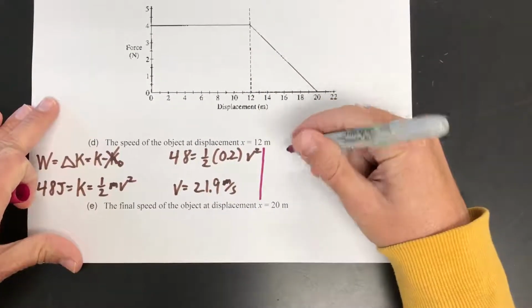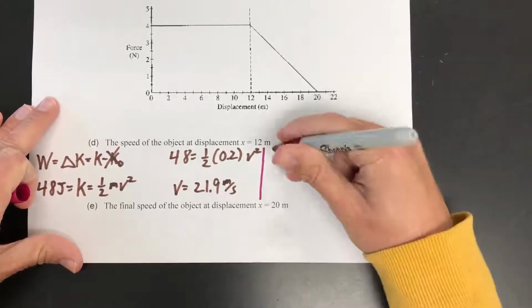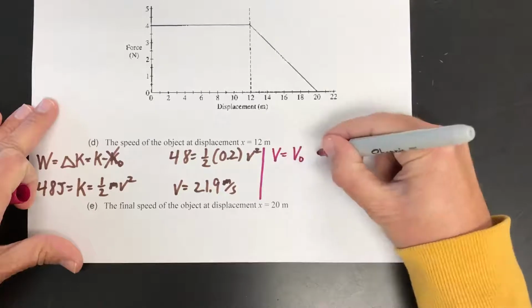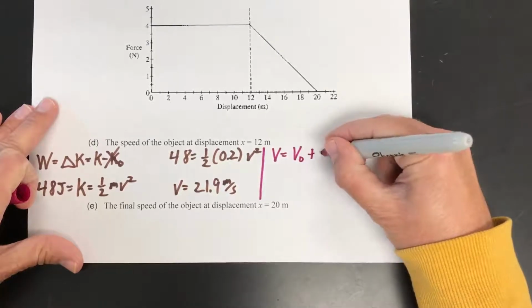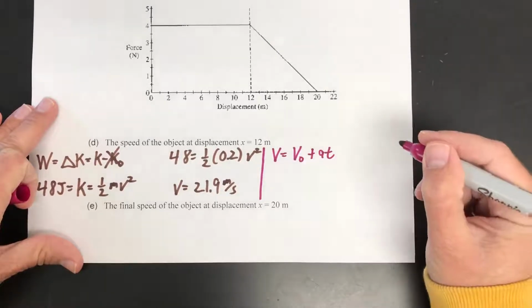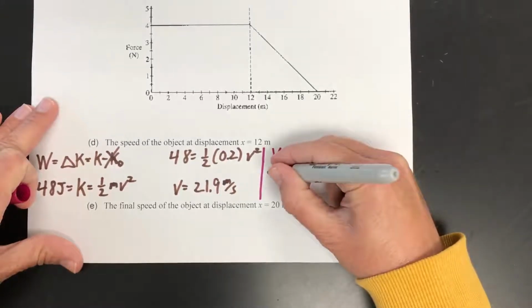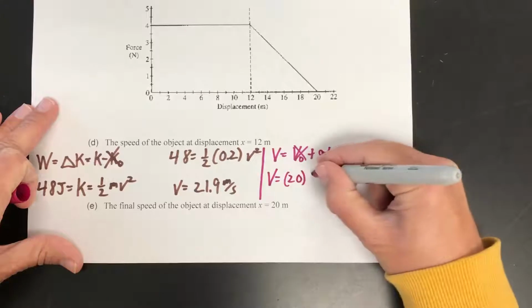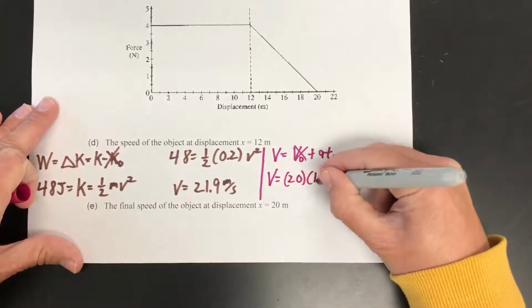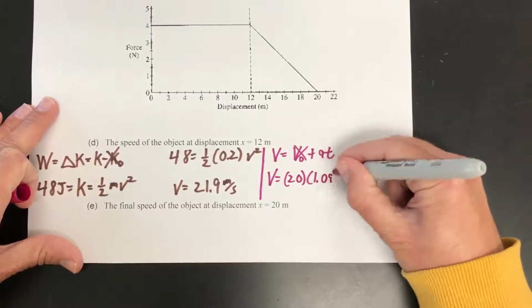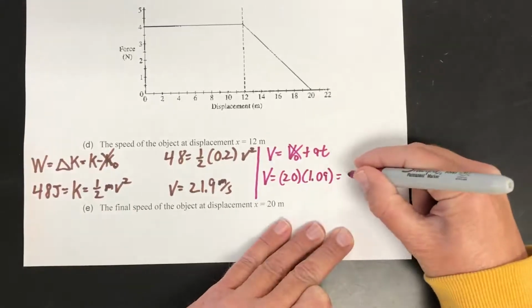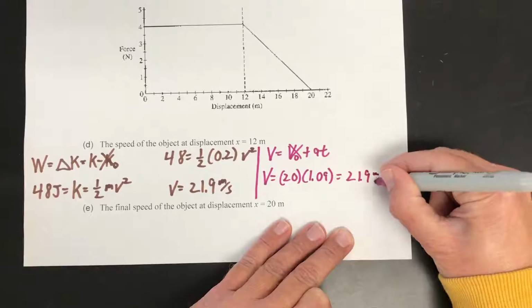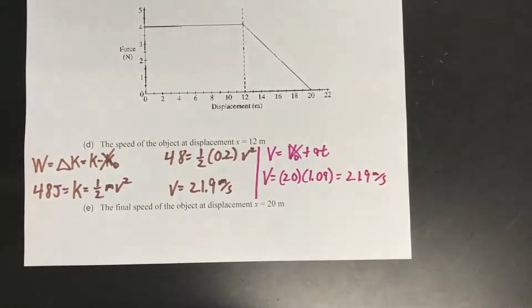So another one we could also do, because we already have the time at 12 meters, is we could use the first kinematic equation. So the final velocity is equal to the initial velocity plus the acceleration times the time. There is no initial velocity, so the final velocity is equal to the acceleration, which is 20. Multiply that by the time, which we already solved for in part C, which is 1.09, and if you multiply those two together, you'll get 21.9 meters per second. Same thing.